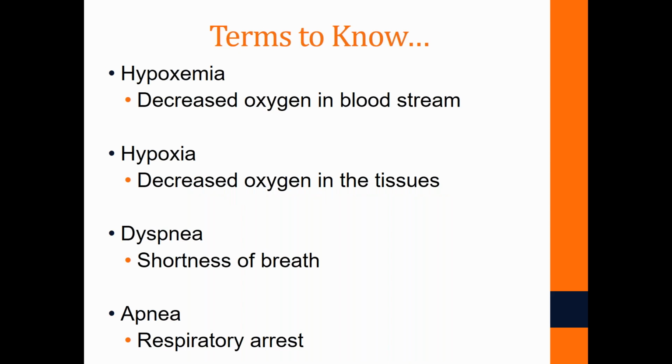But the body is picking up on these things. The body is looking at hypoxemia. So we'll break this word down. Hypo is low. Ox and emia. Ox is going to be oxygen and emia is blood. So decreased oxygen in the blood, hypoxemia. Hypoxia is low oxygen in the tissues, hypo, low, oxia.